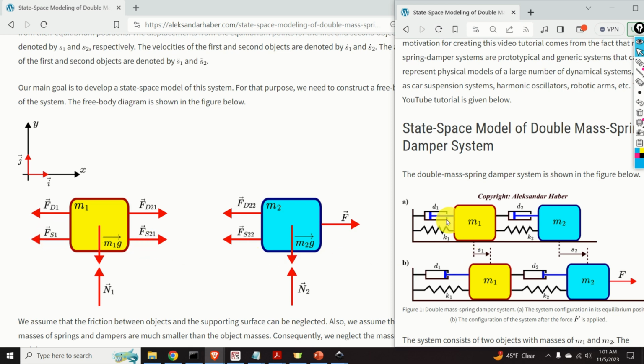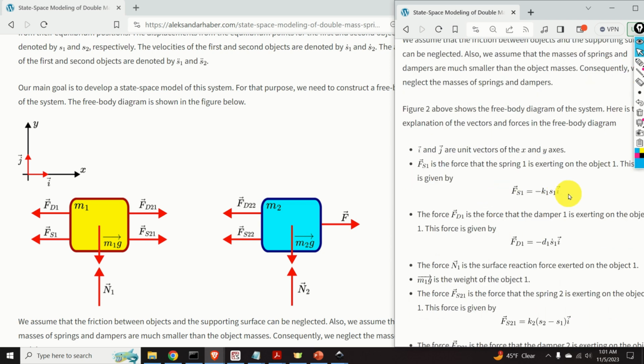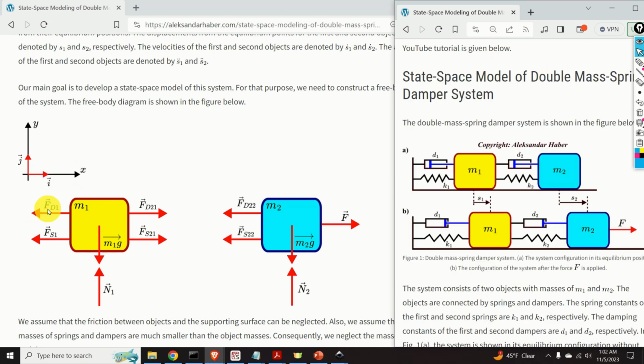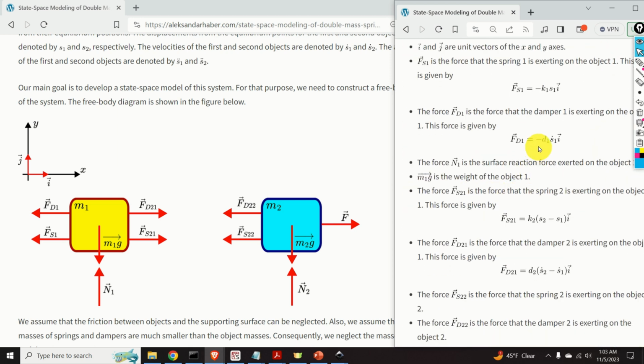Fs1 is the force that the spring 1 shown over here is exerting on the object 1. This force is defined by this formula. In this formula, K1 is the spring constant, S1 is the displacement of the first object from its equilibrium point, and as we mentioned previously, i is the unit vector of the x-axis. Then this force, denoted by Fd1, is the force that the damper 1, shown over here, is exerting on the object 1. This force is given by this formula. In this formula, d1 is the damping constant, S1 dot is the velocity of the first object, and as mentioned previously, i is the unit vector.